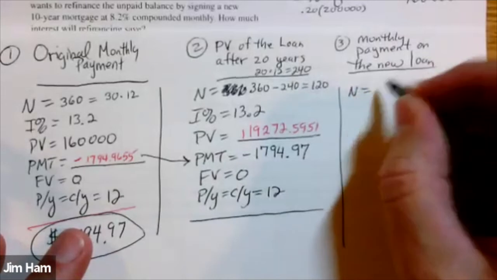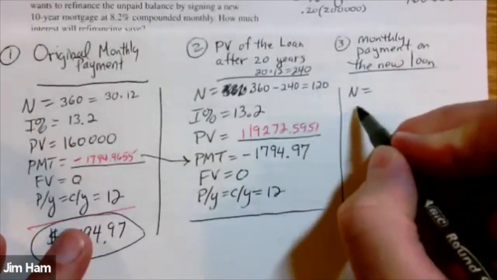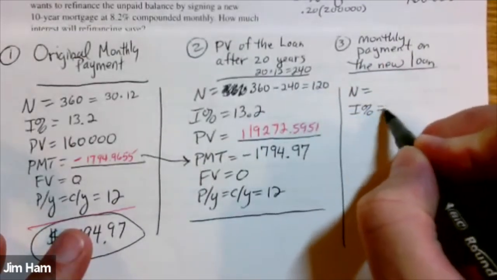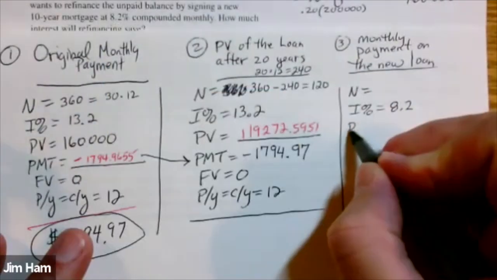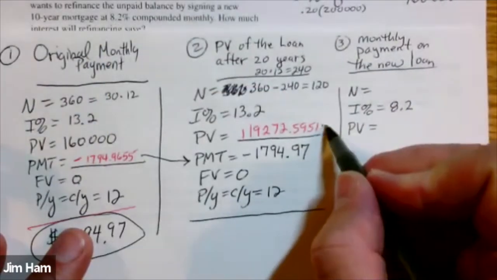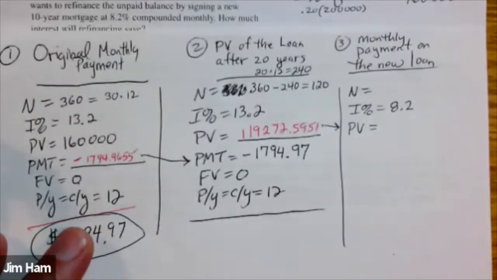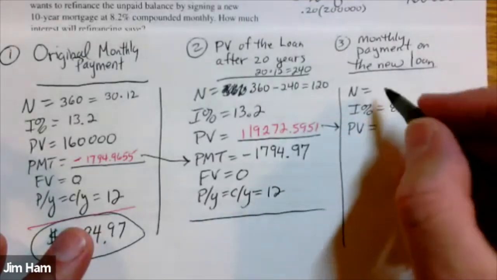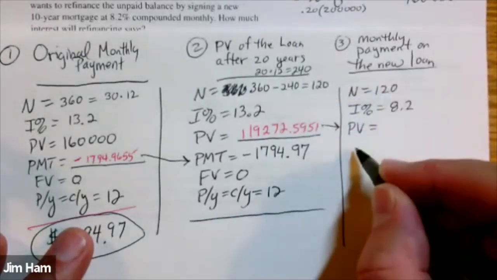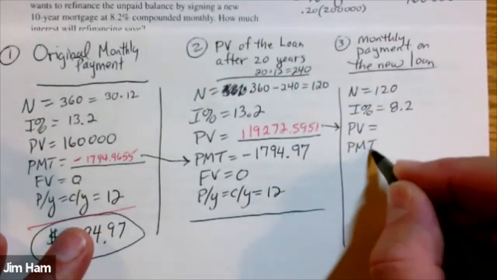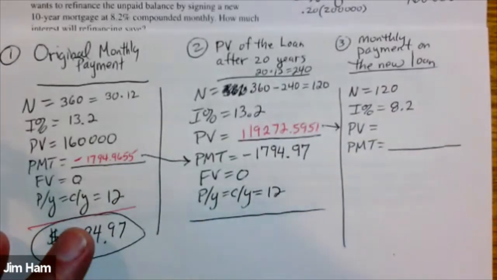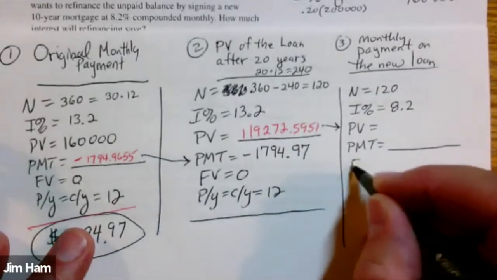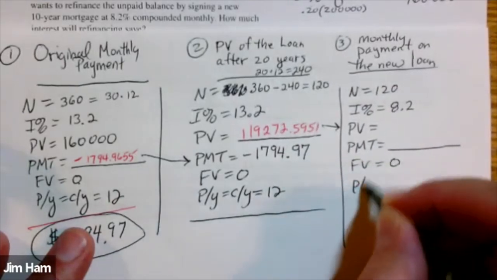And the last step is where we calculate the new monthly payment with the new interest rate. And the new interest rate in this problem is the 8.2. The present value, we're going to bring over from the previous step. We're going to bring over the rest of the information as well. What's going to change is the payment, because we're going from a 13.2% interest rate down to an 8.2% interest rate.